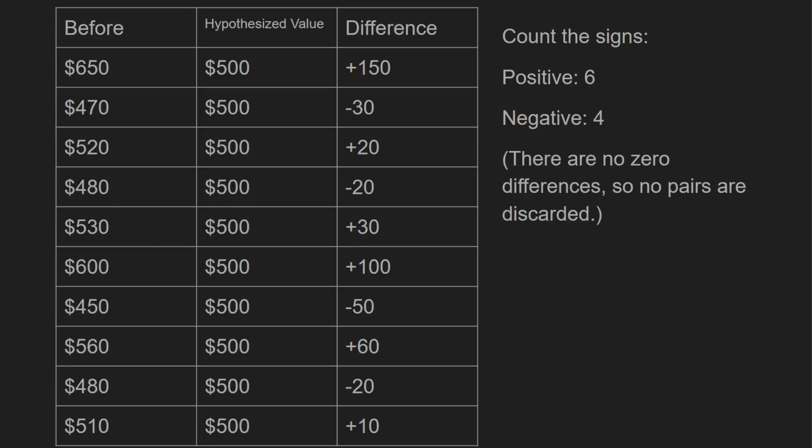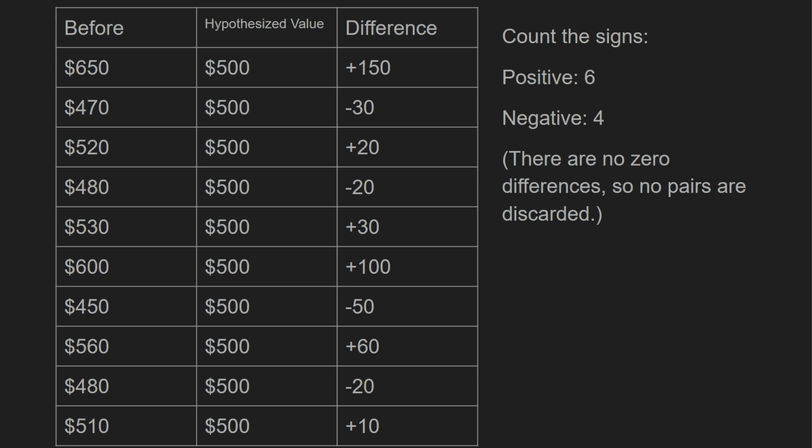So we have the observed values and the hypothesized value. One thing I'll say is it doesn't matter how you subtract it. You could have the hypothesized value minus the observed value or the other way around, because we're just looking for signs, and we're going to find the minimum of these signs. So order does not matter. Just make sure you're consistent across the board.